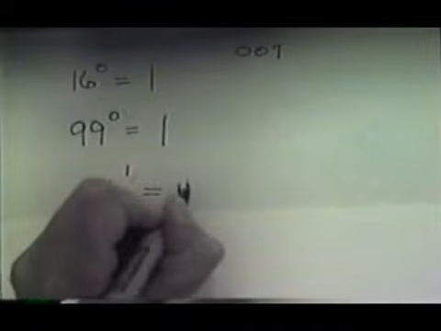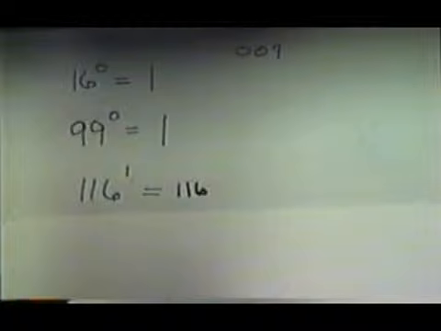A couple more examples. 16 raised to the 0 power. Remember that rule said anything to the 0 power will be 1. 99 to the 0 power will be 1. Anything to the 0 power is 1. Okay, 1/16 to the first power. Here we can follow our rule about raising something to the first power, or we can just say that we have 1/16. So I'm going to have 1/16, and that would be my answer.